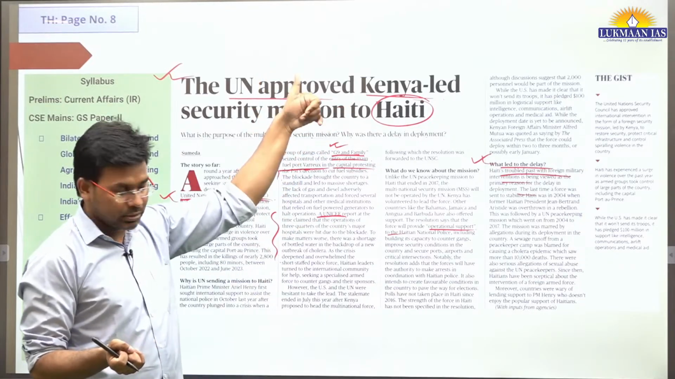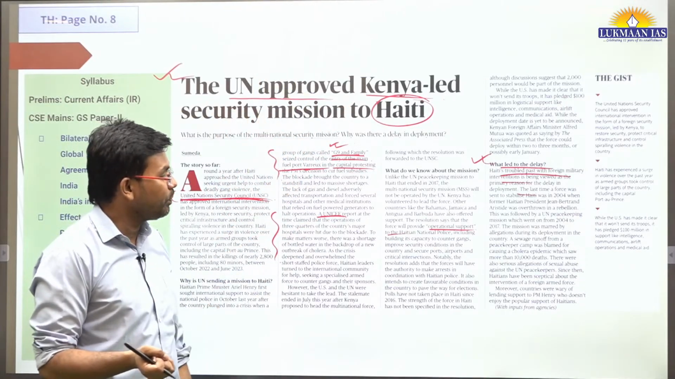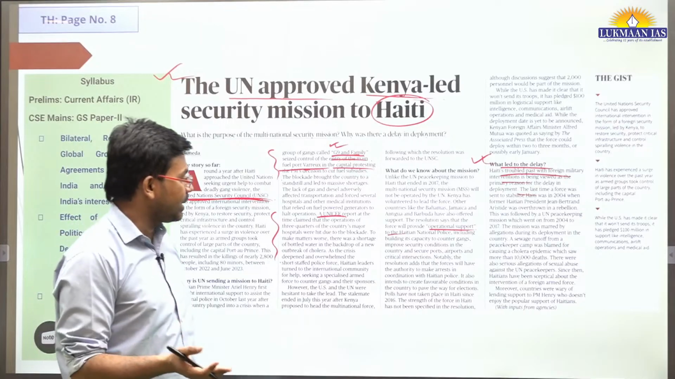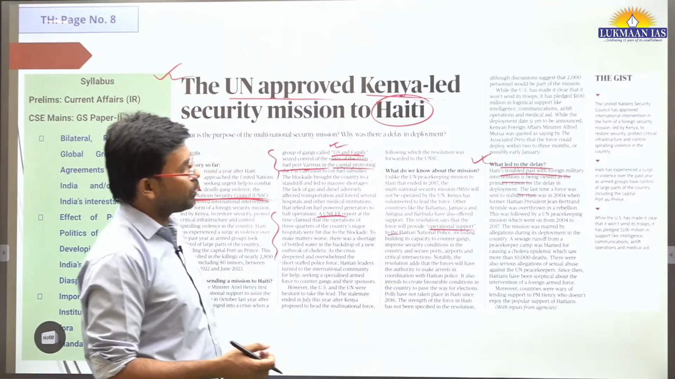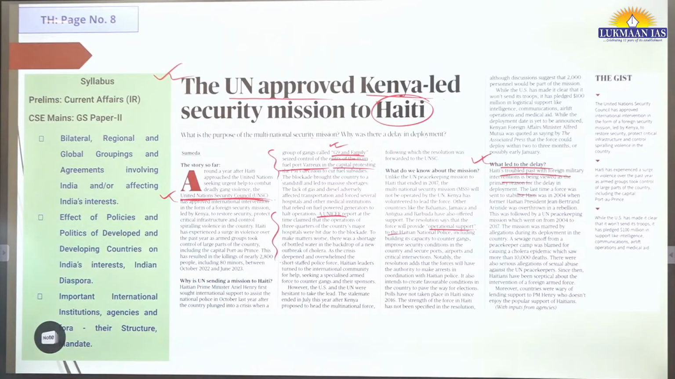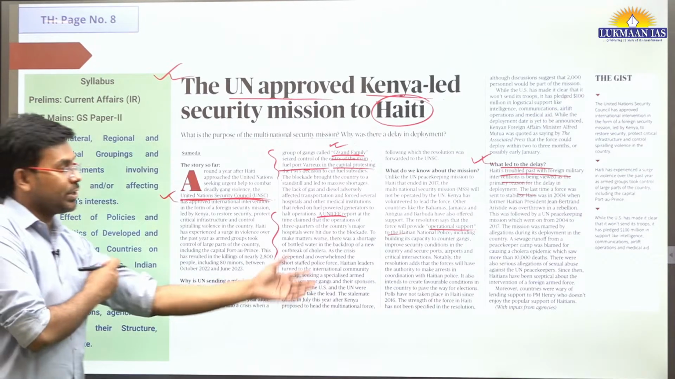However, Kenya has thought that it is going to support. Apart from Kenya, some other countries have also come forward that they are going to support, and these are also very small countries. Okay, so in this article they have mentioned names of these countries also. So it is a multinational security mission. Okay, so the UN peacekeeping mission to Haiti has ended, and like this a multinational security mission is being operated.